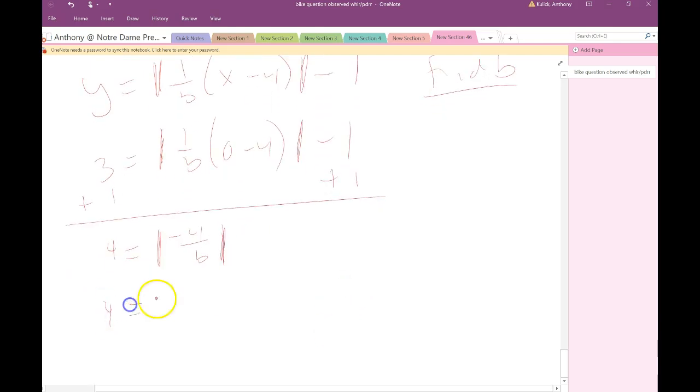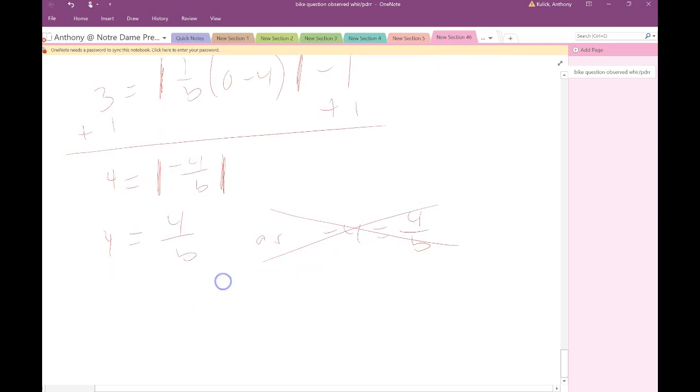And so I have 4 is equal to the absolute value of b over 4, or this, right, because it's an absolute value. I'm going to ignore this other one and just worry about one of them. We don't need two of them. Then to solve this, I'm just going to cross multiply and divide, and I get the b value as 1. So I can say then y equals the absolute value of x minus 4, minus 1. Okay with that, Evan?